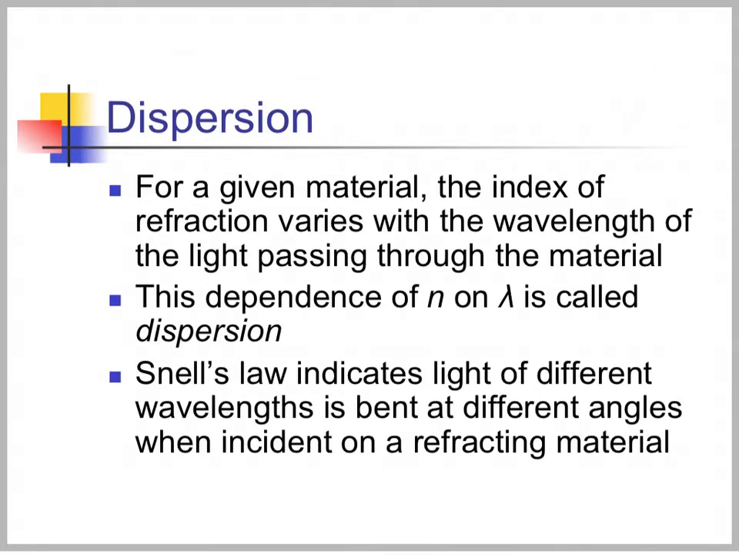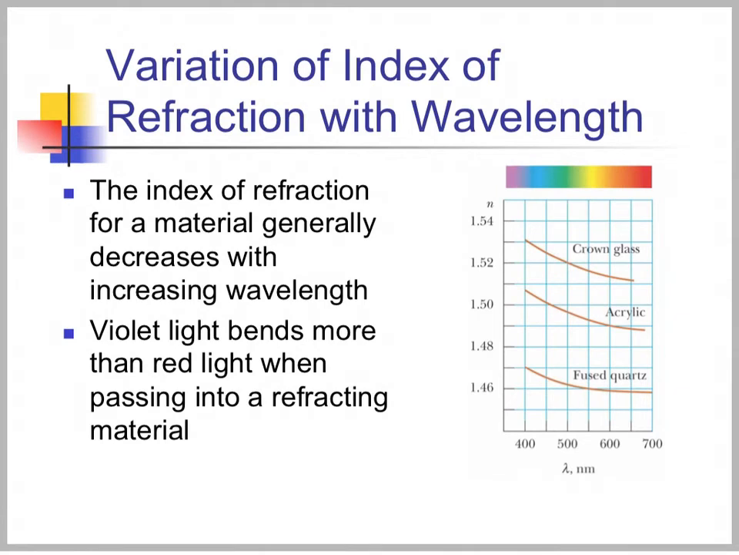Now, for a given material, the index of refraction typically varies with the wavelength of the light passing through it. So that means the index of refraction depends on the wavelength, and that dependence is called dispersion. So Snell's law indicates that light of different wavelengths is bent at different angles when incident on a refracting material. The index of refraction for the material generally decreases with increasing wavelength. So for example, violet light bends more than red light when passing into a refracting material.